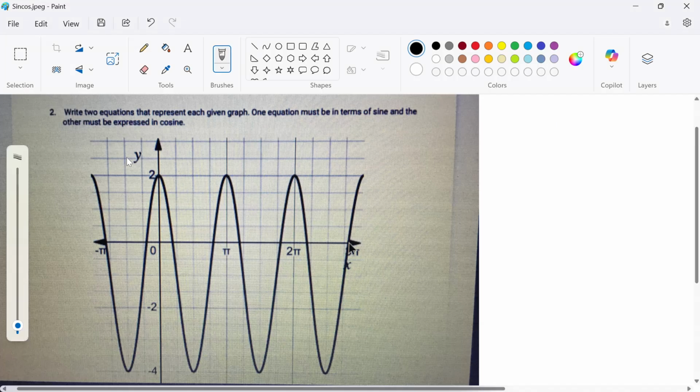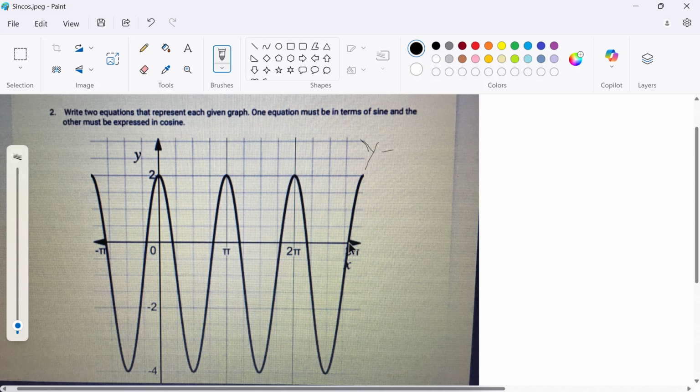All right, there's a question about sine, cosine functions. It says, write two equations that represent each given graph. One equation must be sine and one cosine. So remember the parent function. I'm just going to put them both at once.